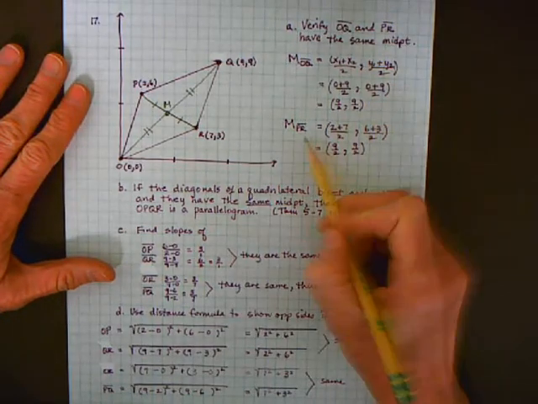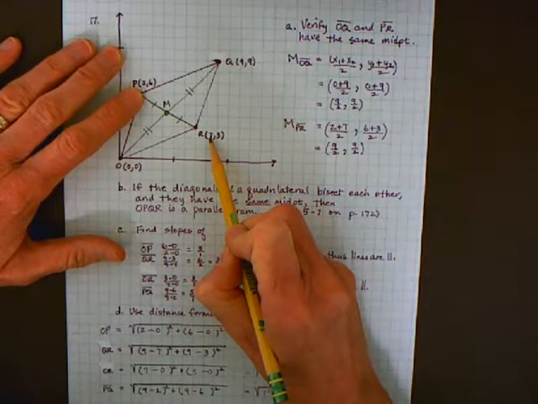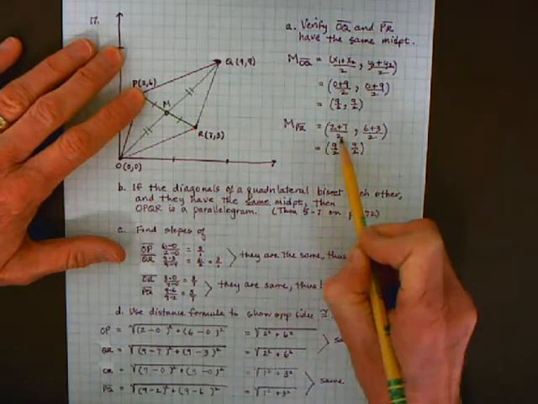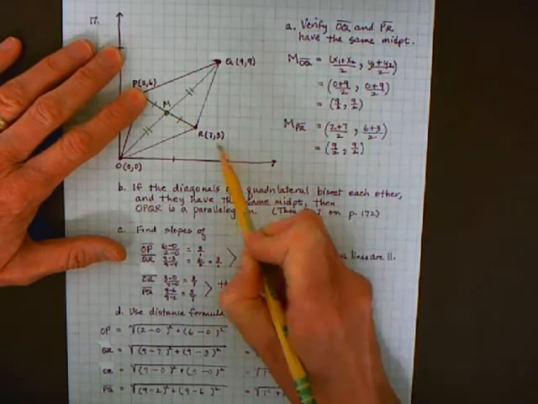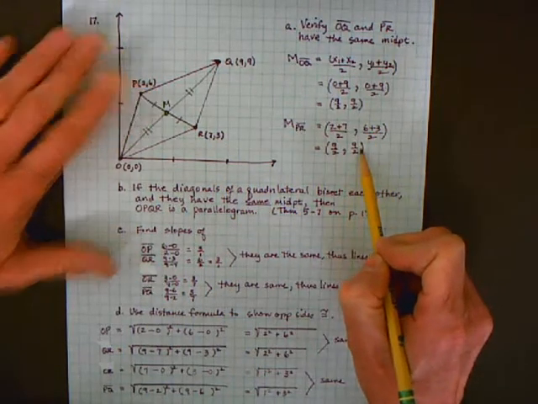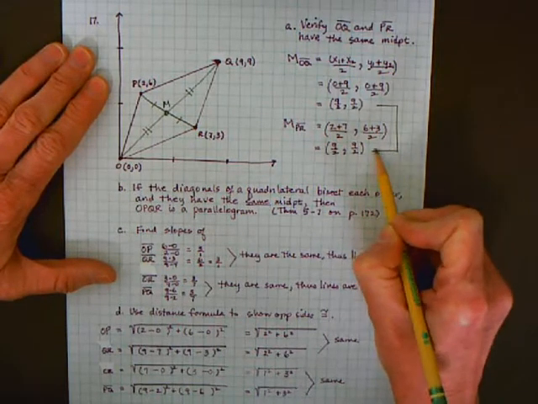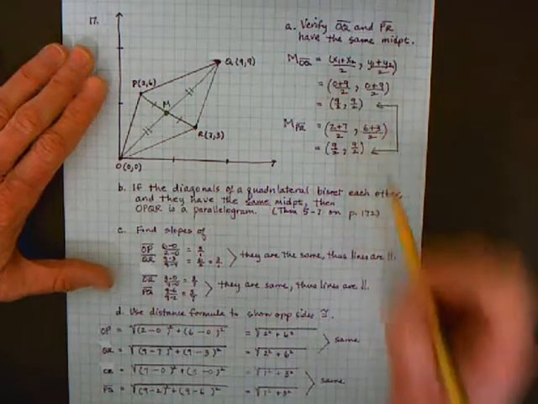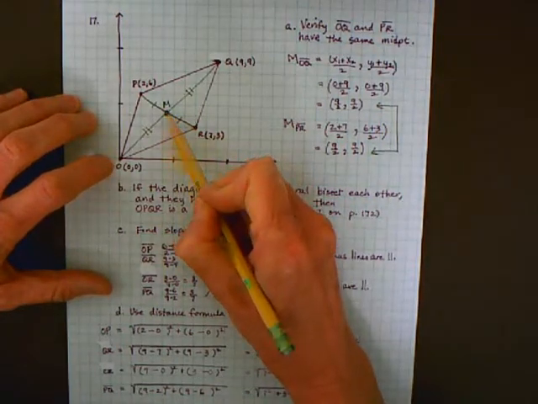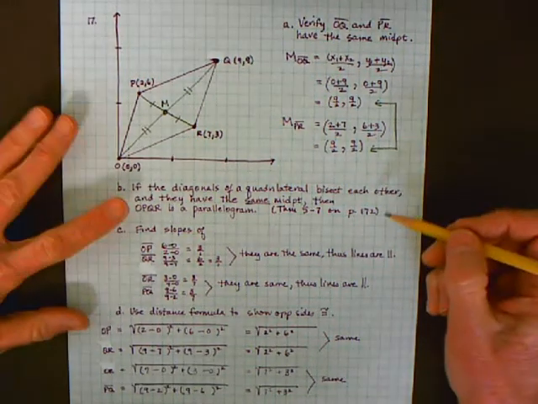Now we have to find the midpoint of PR. Same deal. Take the x-coordinates, add them together, divide by 2. 2 plus 7 is 9, divided by 2 is 9 halves. 6 plus 3 is 9, divided by 2 is 9 halves. So look here, kids. These midpoints are one and the same. That means each diagonal bisects the other one, and therefore we have a parallelogram.